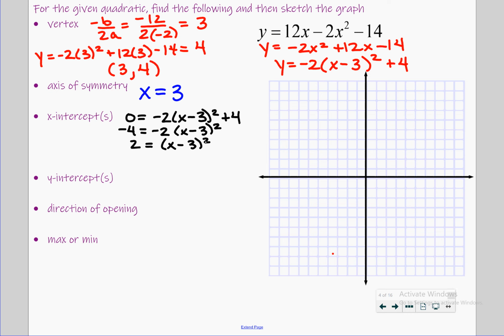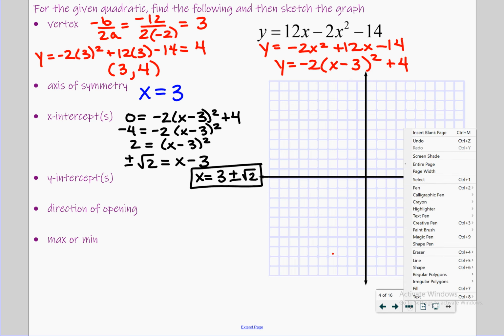Then take the square root. Don't forget your plus and minus. So plus and minus rad 2 equals x minus 3. And so my final answer for the x-intercepts is 3 plus and minus rad 2. And you can just leave them like that. In your basic calculator, if you want a decimal approximation for those, you could get 3 plus rad 2, 3 minus rad 2, to see where you're going to plot them on the x-axis, but you probably won't need those.